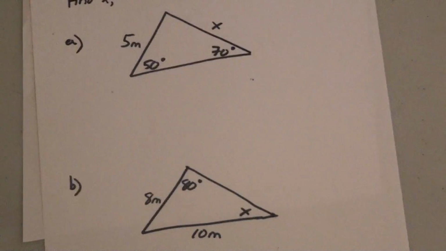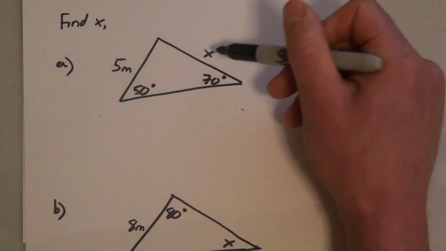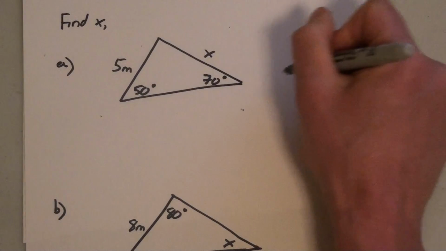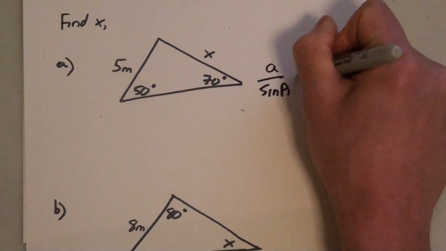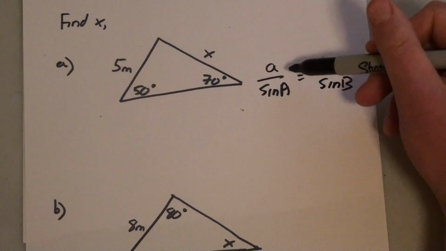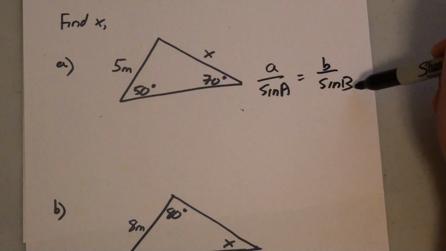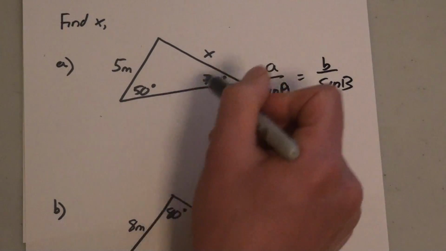Let's do some examples. First example right here. I want to find x. x is a length, so I know I want to use the version of the formula where the lengths are on top: a over sine A equals b over sine B. The sine law works in pairs: length a, angle A, length b, angle B. Remember, the pairs are opposite of each other. Do I have an opposite pair? Yes, I do.